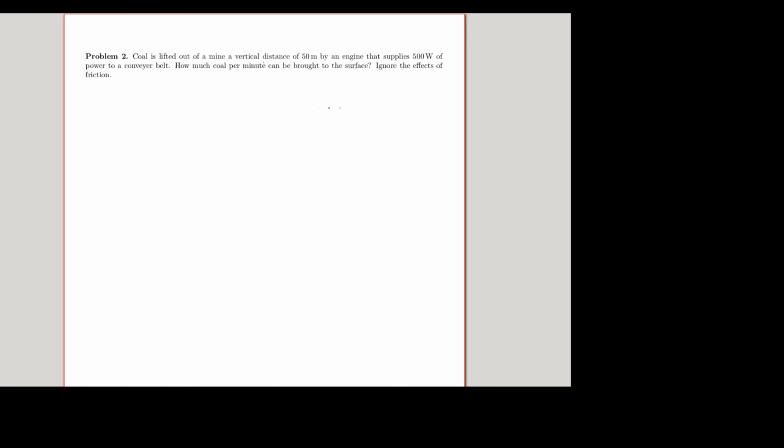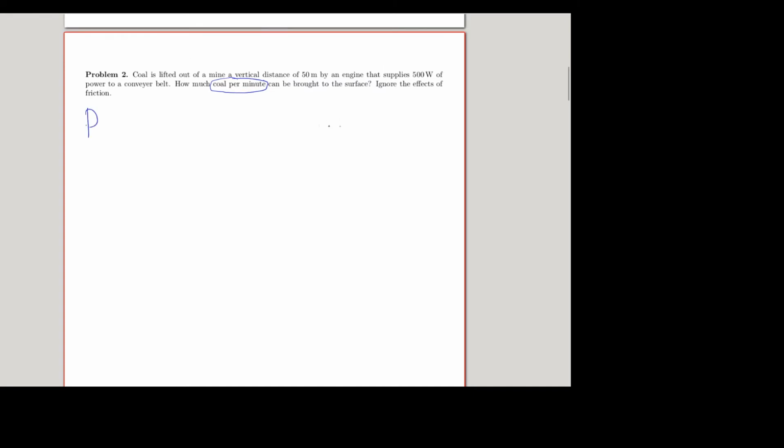This is problem 2 from homework 10. It asks us to think about how much coal an engine can lift out of a mine. I know that as this engine is lifting coal out of the mine, it's lifting it at constant velocity. I'm also interested in how much coal per minute I can get.